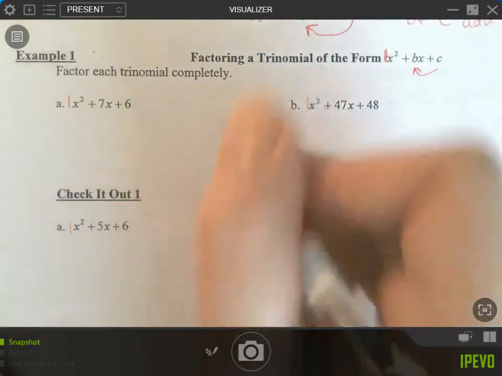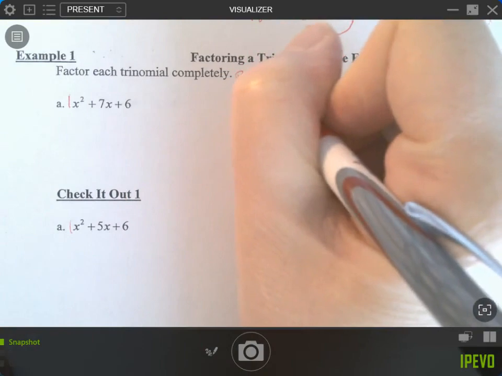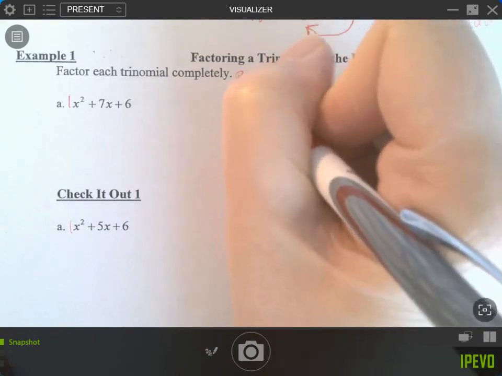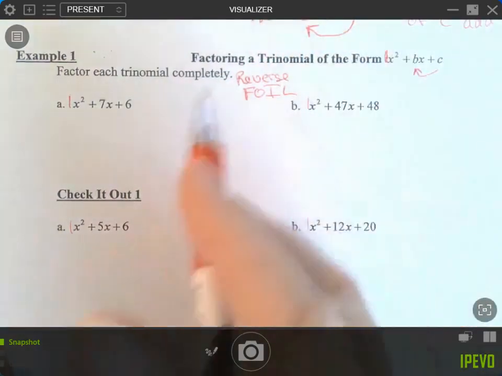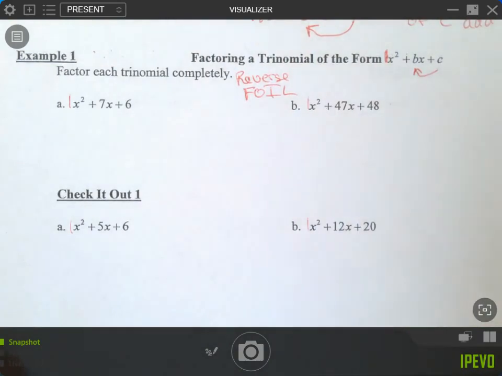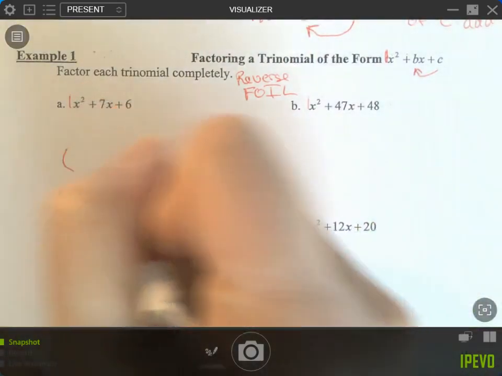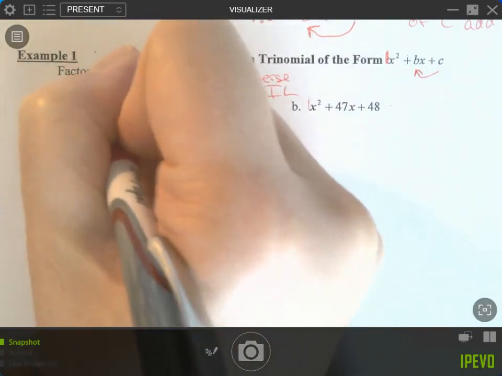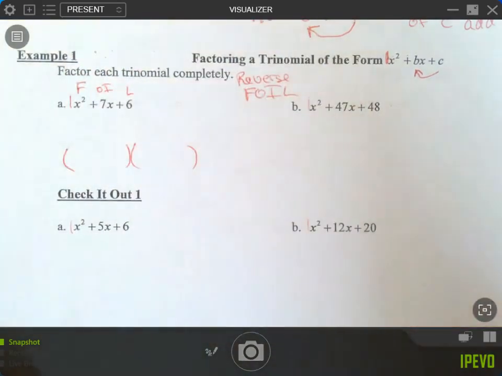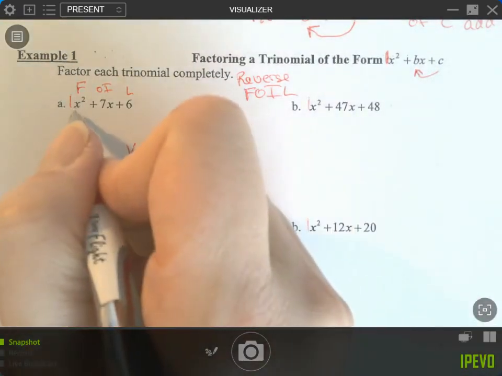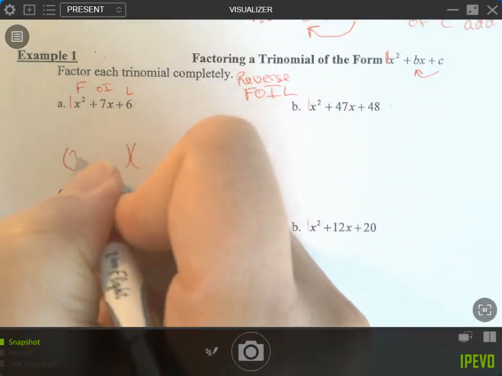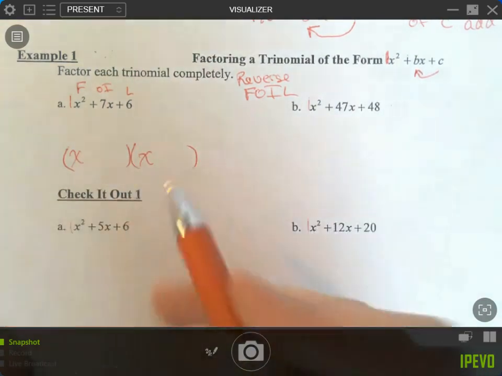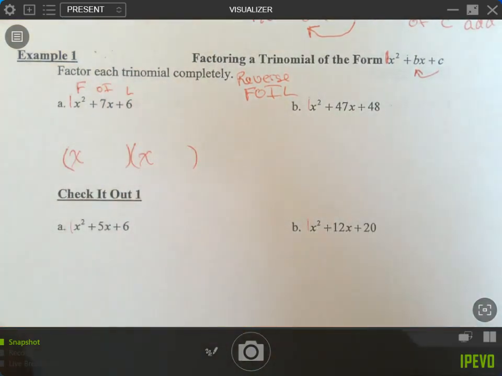I'm going to do this, and I call it reverse FOIL. Now, there are other methods to doing this. Some people make this X. I can show you that too, but it's really the same idea. I drop this down a little bit lower. I want to label this first, outer, inner, and last. And once you get the hang of it, you don't have to do all the extra labeling. What do I use to get x squared? X and x. So that we should all be able to start. That's not something I have to worry about.